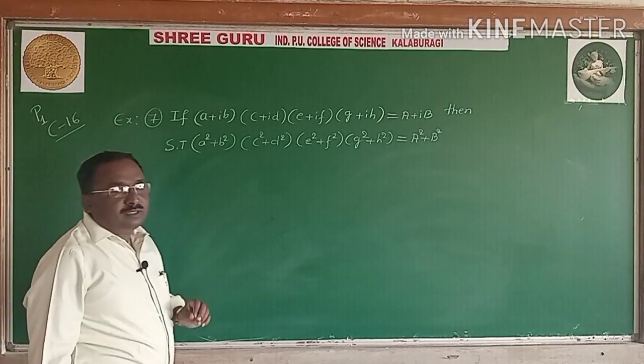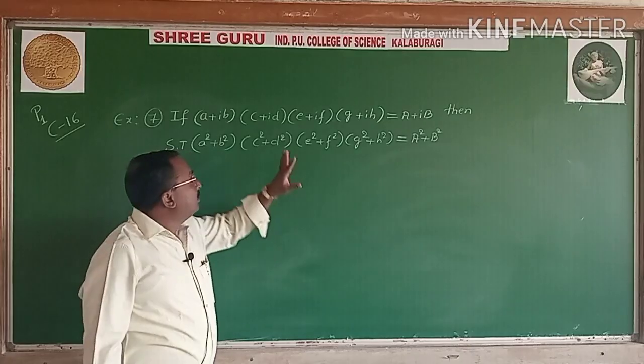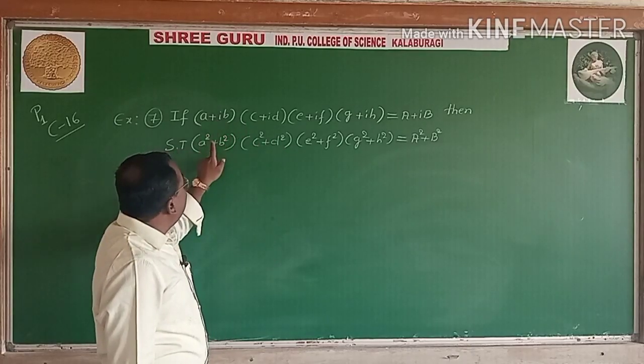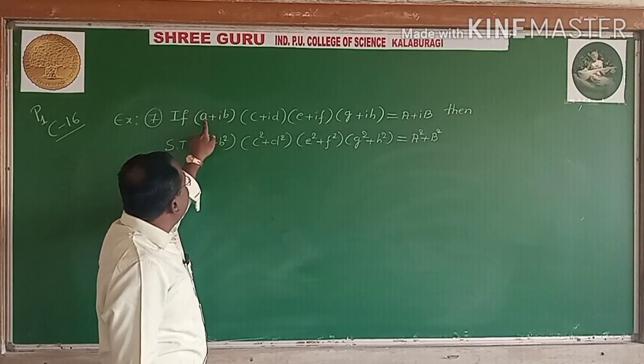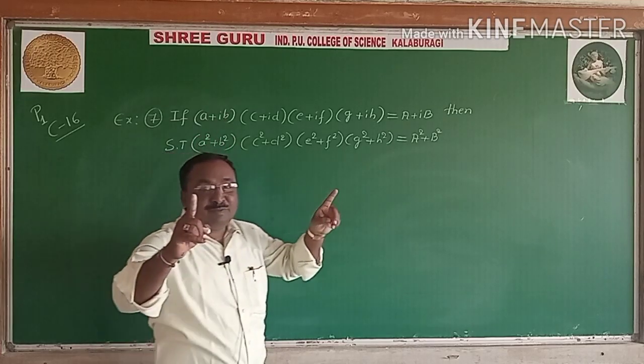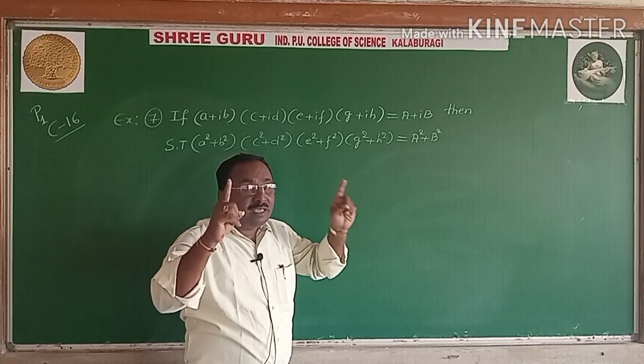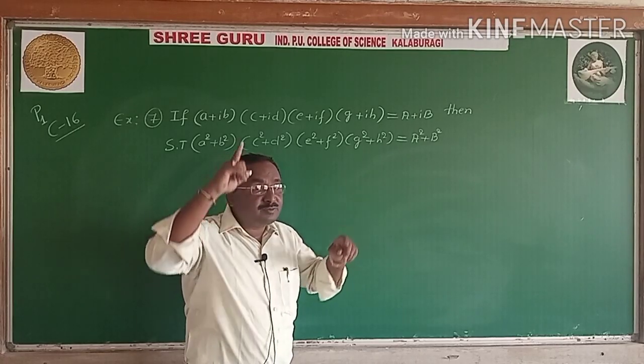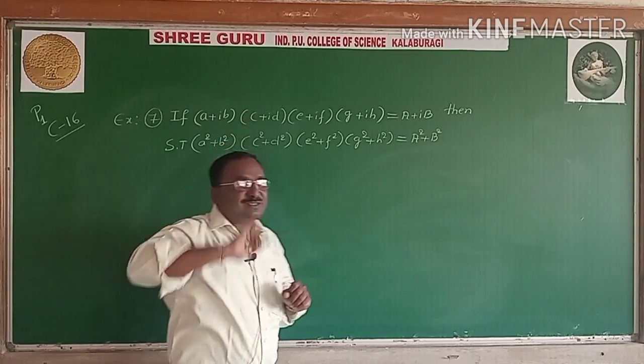This is the question, keep it in your mind. Here a is the real part and b is the imaginary part. Keep in mind what we have to show: real part square plus imaginary part square is what? It is the definition of the modulus.